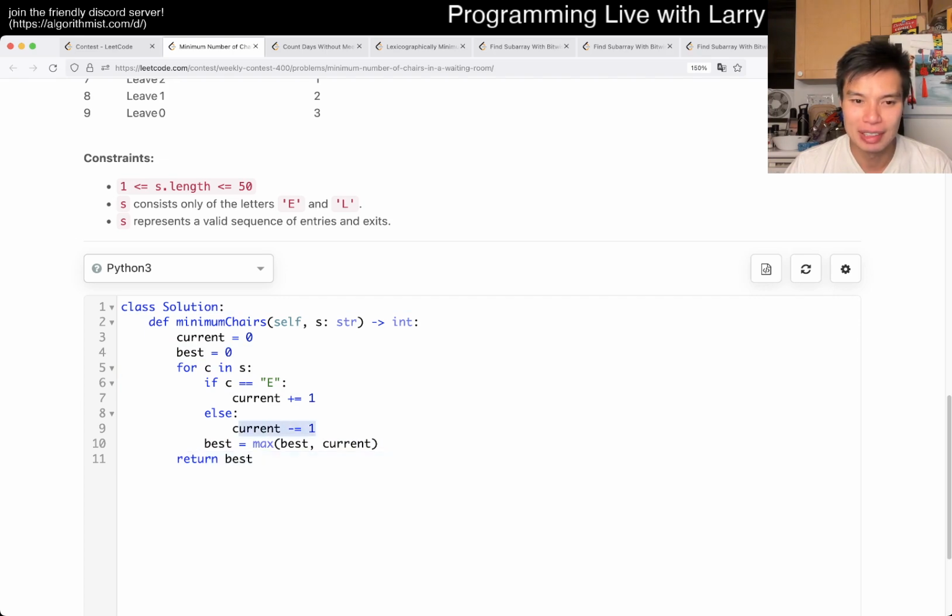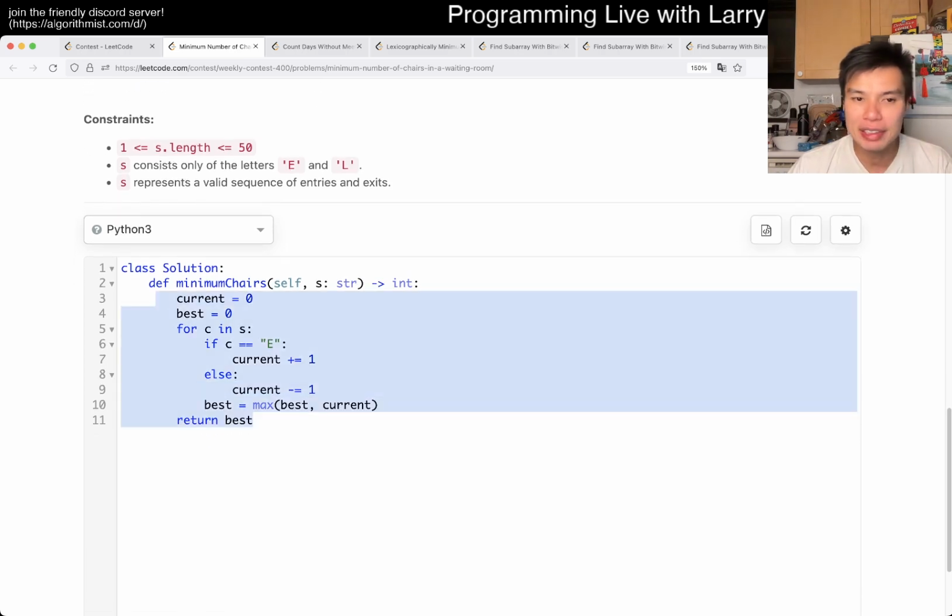And when someone left, then it doesn't matter which chair they were in. So that's good. This is going to be linear time, constant space.